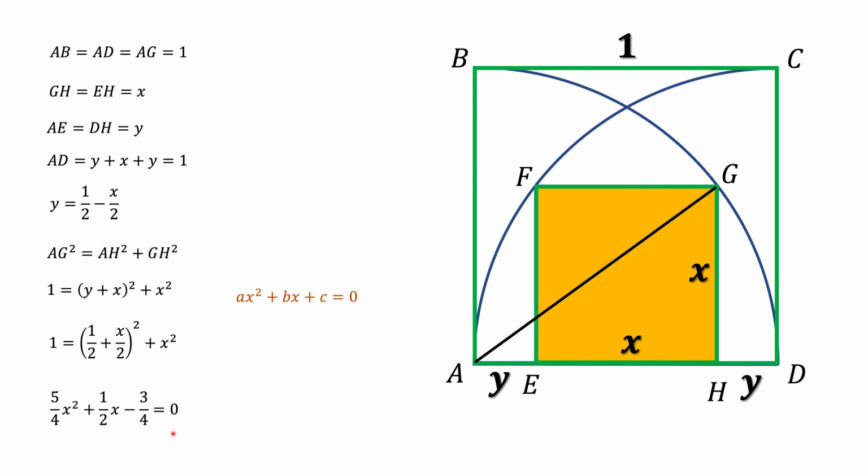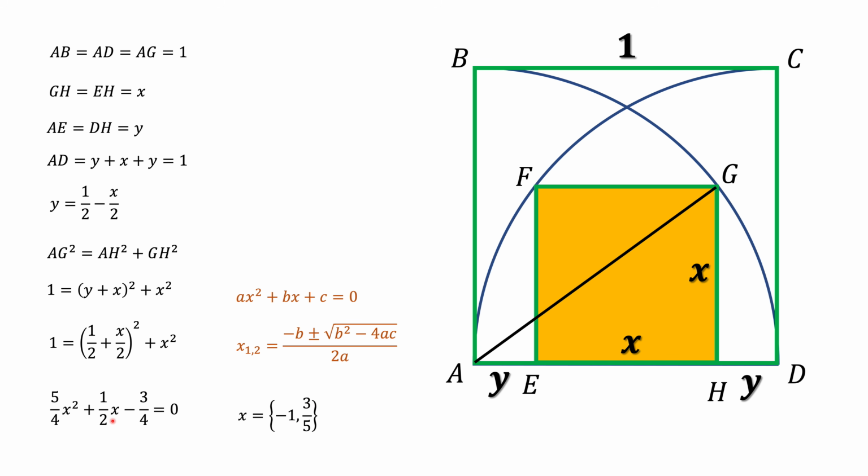Just to remind you, if we have a quadratic equation ax squared plus bx plus c, where a, b, and c are constants, are numbers, this equation has two solutions that could be found using this formula. In our case, a is 5/4, b is 1/2, and c is -3/4. We can substitute these values into this formula, and we're going to get two answers. One is x equals -1, and the other is x equals 3/5.